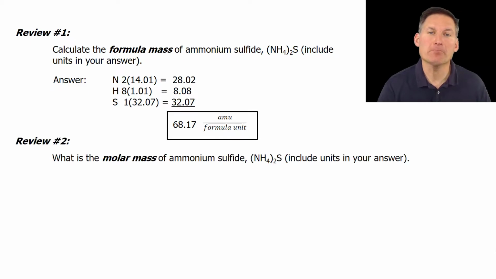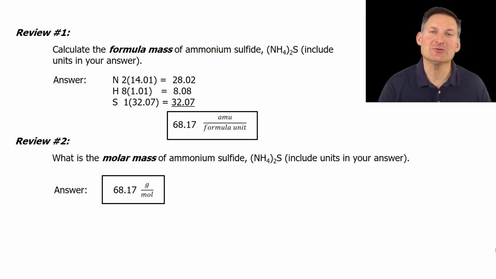Now please find the molar mass of ammonium sulfide, including the units. Stop the video now. I hope you didn't spend a lot of time on that. It's the same number, 68.17, but now the units are grams per mole.